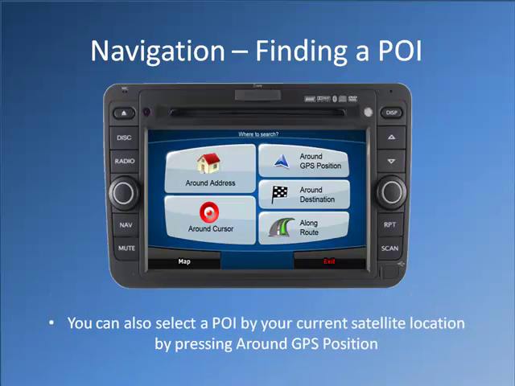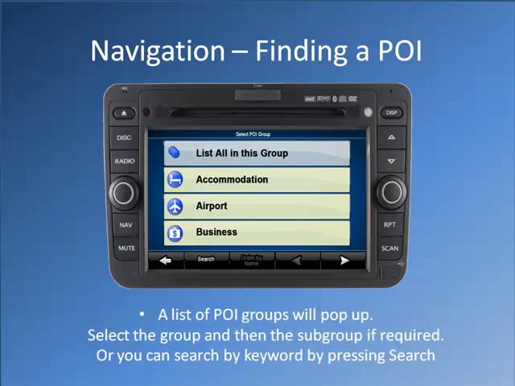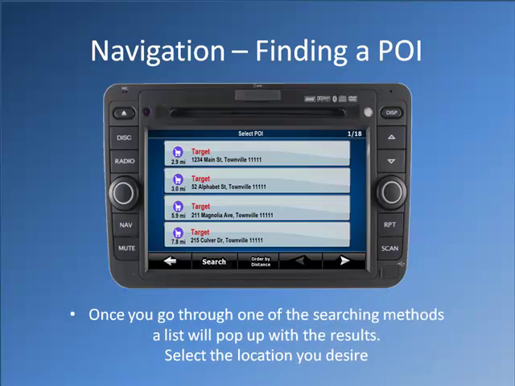You can also select a point of interest by your current satellite location by pressing Around GPS Position. A list of point of interest groups will pop up. Select the group and then the subgroup if required, or you can search by keyword by pressing Search. Once you go through one of the searching methods, a list will pop up with the results. Select the location you desire.